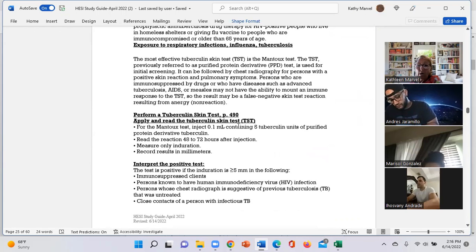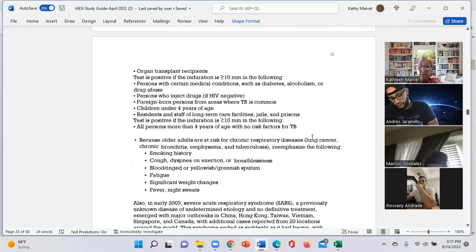Then we've seen a couple of questions, or at least the topic that's asked on the HESI is TB. So we've given extended, detailed information about TB. How do you perform a test? How do you read the test? When do you read it? What are you supposed to be looking for? How do you interpret the results?